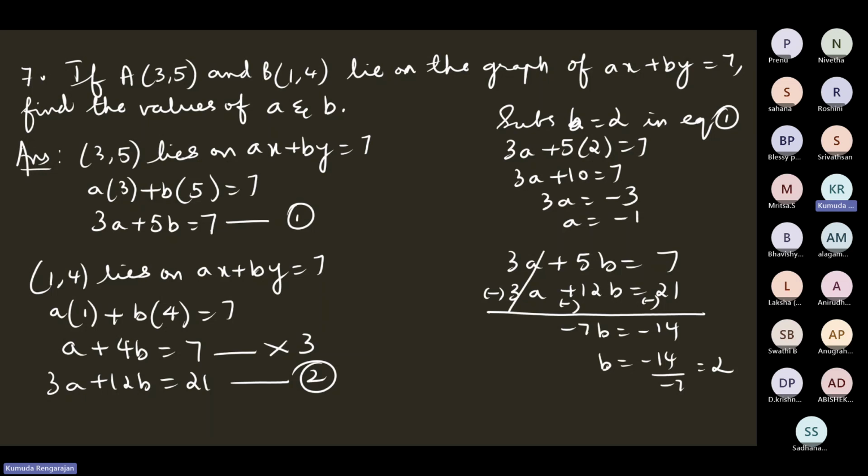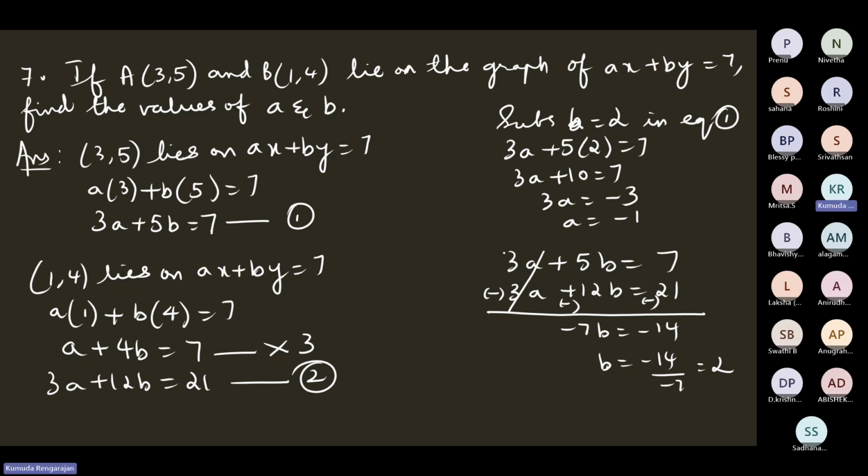Now compare the two equations. The coefficients of a and b, they're not the same. So you want to make the coefficients of a equal. a is 3a in the first equation. So you want to make it 3a in the second equation. How? By multiplying it by 3. So that gives you 3a plus 12b is equal to 21.